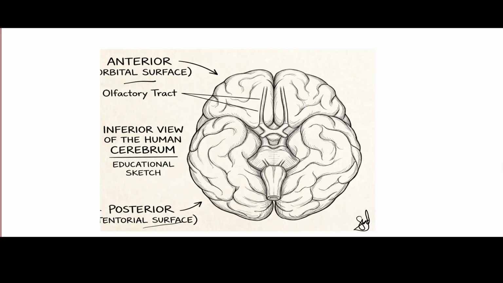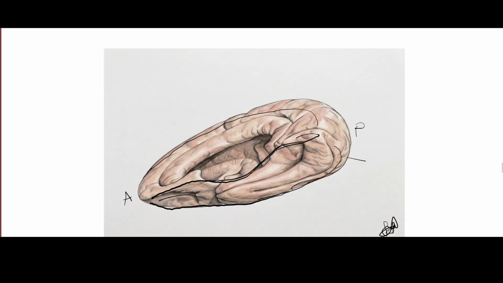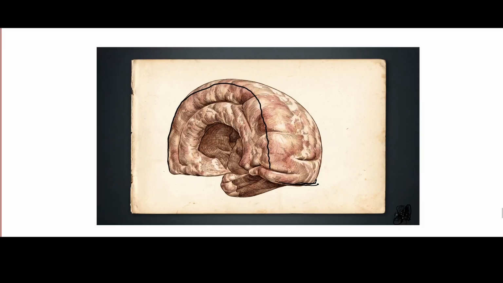So I hope the borders are clear. Right here we have the inferolateral border. The anterior part of the inferolateral border is called the superciliary border. We also talked about the inferomedial border, and it's further divided into two. We have the anterior part called the medial orbital border and the posterior part called the medial occipital border. So that's for the borders of the cerebrum.